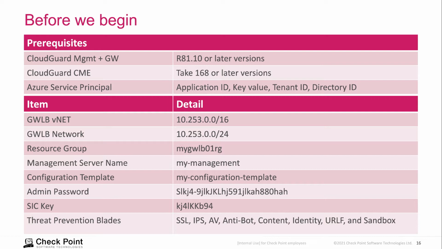As a prerequisite, you need to first create an Azure Service Principal. We'll use this service principal to help us deploy our VMSS cluster. This is the same process as when deploying our existing VMSS cluster solution. In the lab, we'll create a security VNet, Gateway Load Balancer, and an R81.10 VMSS cluster with threat prevention blades enabled. I'll also show you a few examples of how CloudGuard Network Security can protect your application.